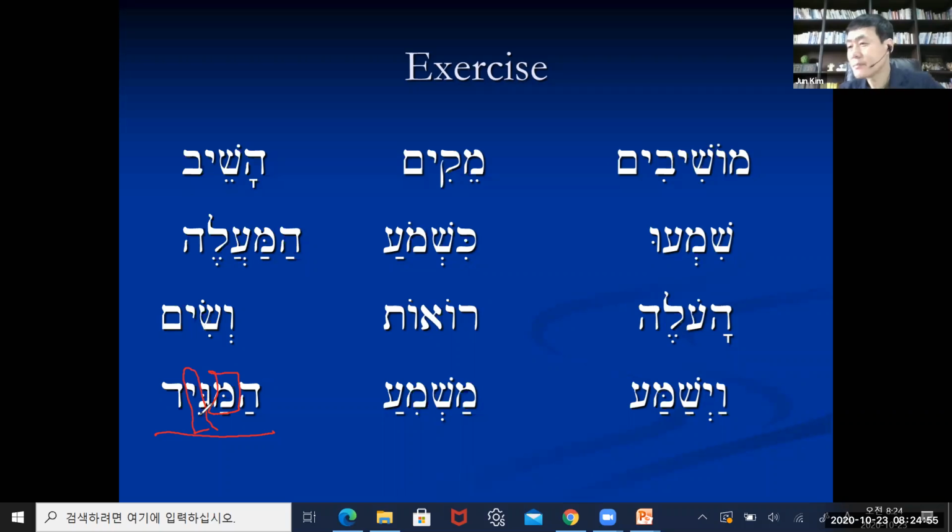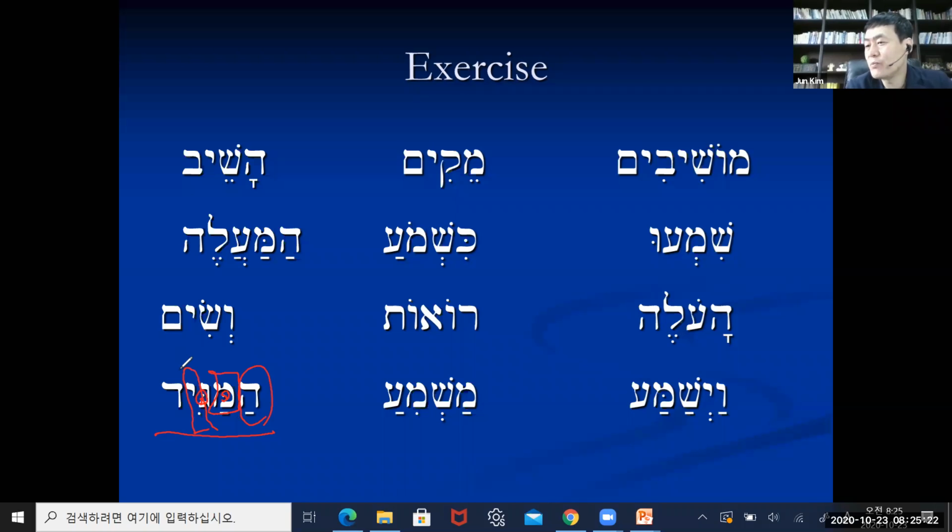Must be Hifil stem. And then what is this for? One more time: definite article, participle. So you can see that this dot is coming from the definite article he, and this dot is coming from assimilation.